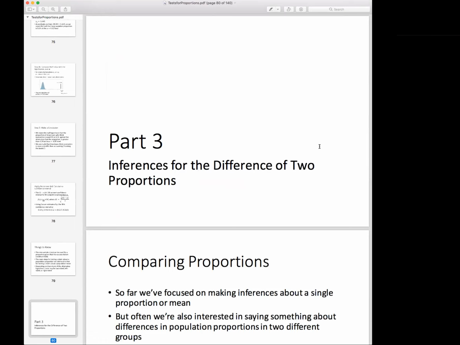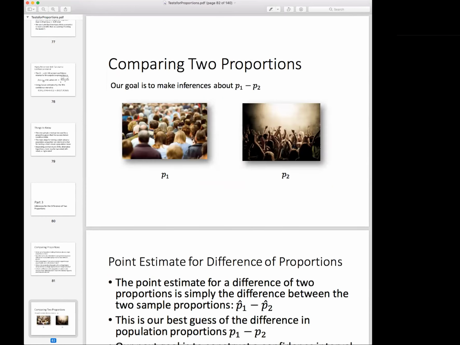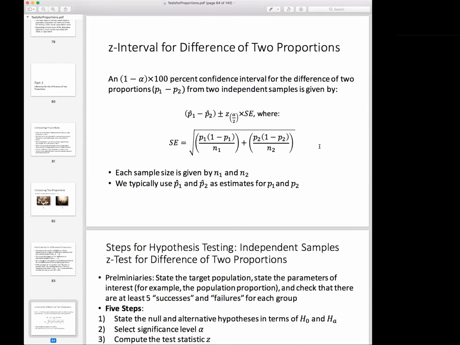In this next part, we will deal with the difference of two proportions. Since it's a difference, we can still use a one sample z-test. In order to compare the two, we can take the two proportions and subtract one from the other. The point estimate will be the difference of those two proportions, which will be our best guess. We want to make sure that it holds the success failure condition, that is, we have greater than 5 for each of the two proportions.